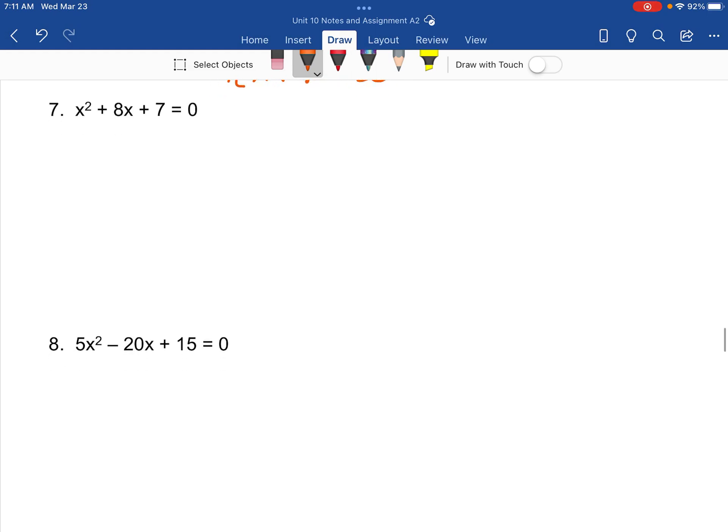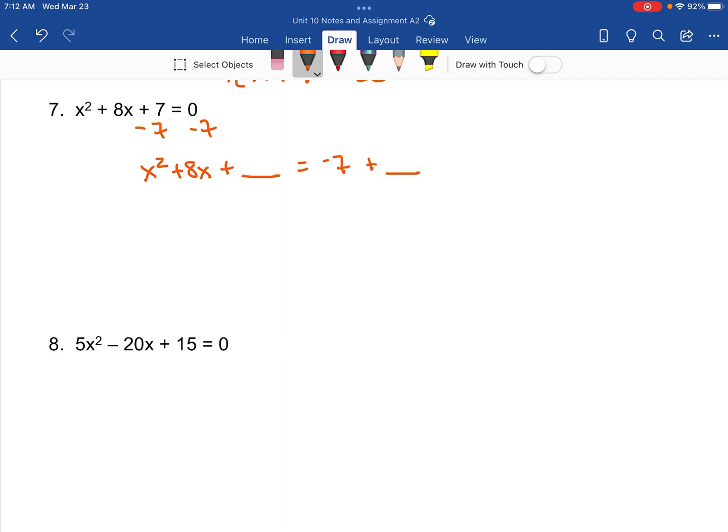All right, so number 7, x squared plus 8x plus 7. First step, move that 7 over. Subtract 7 from both sides. So I have x squared plus 8x. Now what I'm going to do is, I know I'm going to have to add something, so I'm going to leave a blank here. I have to add it to both sides.